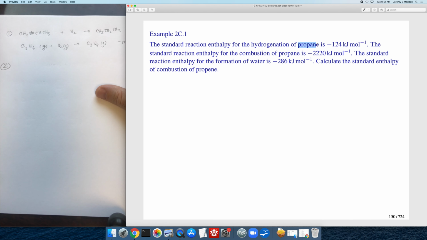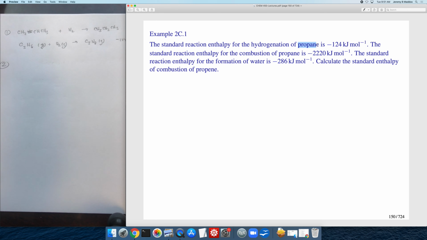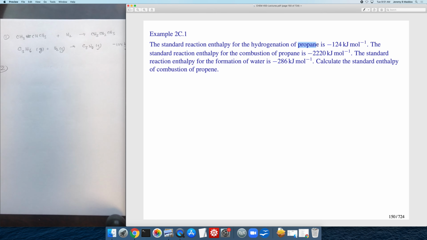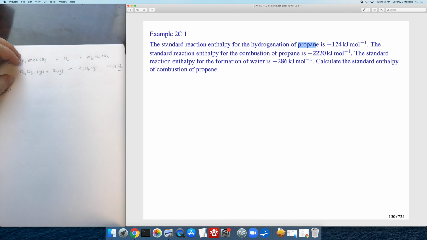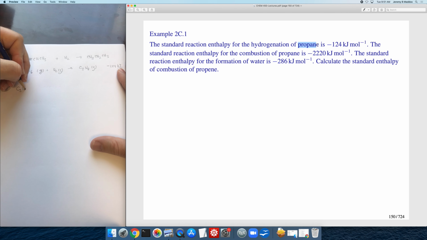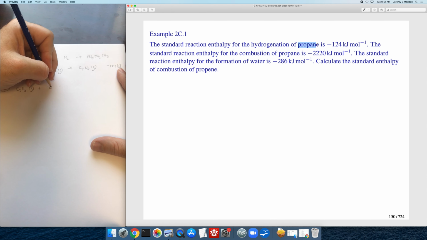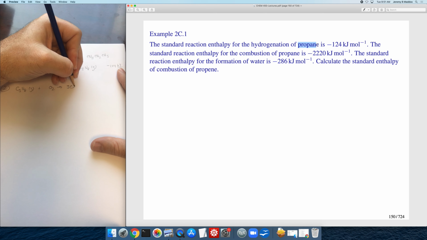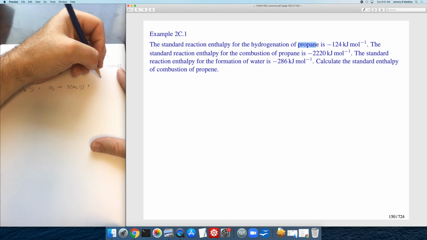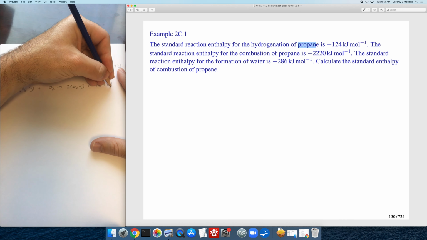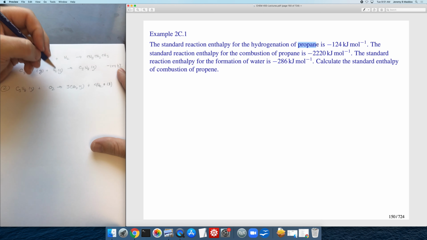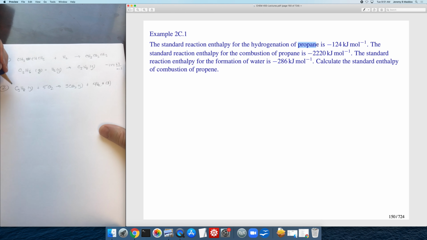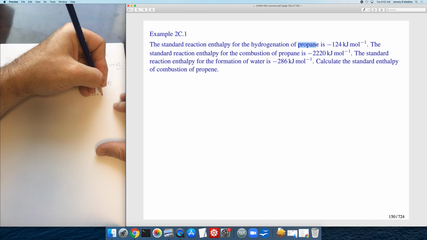For reaction 2, they're talking about the standard reaction enthalpy for propane, for the combustion of propane. And the enthalpy of reaction for that is minus 2200 kilojoules per mole.